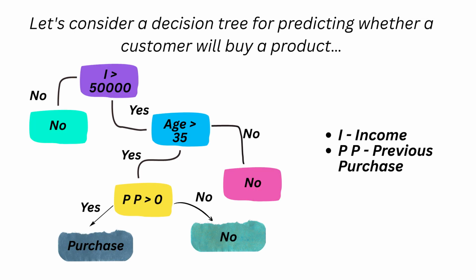Let's consider a decision tree for predicting whether a customer will buy a product based on age, income, and previous purchase history. First, the root node is: is the person's income greater than 50,000? If yes, proceed to the next question. If no, it means no purchase. Then comes the internal node. If the person's income is greater than 50,000, then ask if the person is above 30 years of age. If yes, proceed to the next question. No means no purchase. If the person is above 30 and has not made a previous purchase, predict no purchase. This is how the decision tree algorithm works.